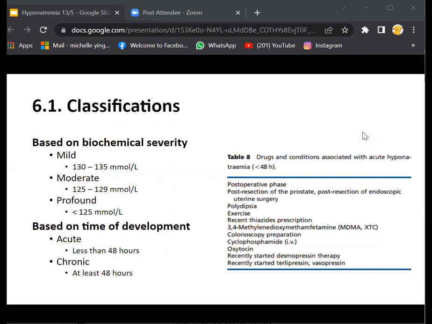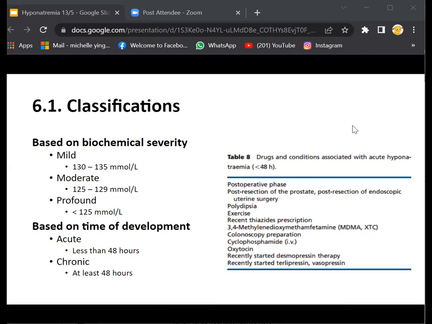This is another type of classification for hyponatremia. Firstly, based on biochemical severity, mild is between 130 to 135 millimole per liter, moderate is 125 to 129, and profound is less than 125 millimole per liter. If it's based on time of development, acute is less than 48 hours, chronic is at least 48 hours, or if the duration is unknown.